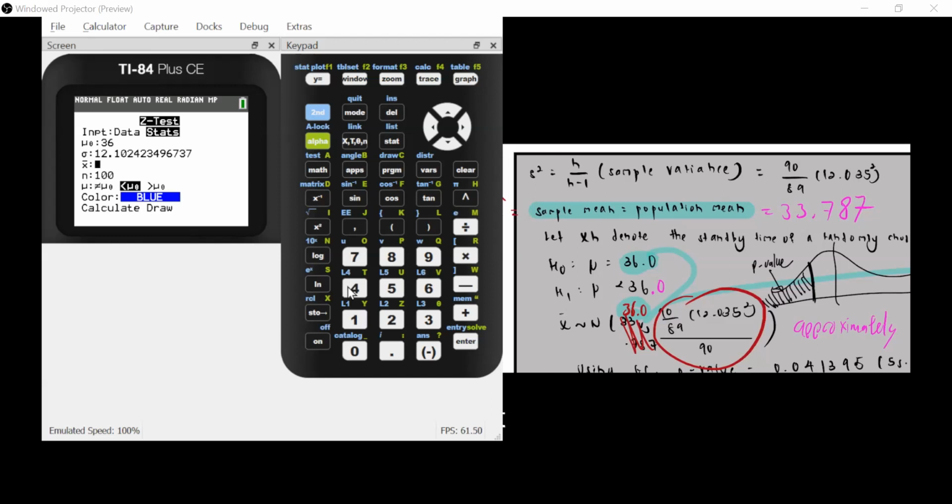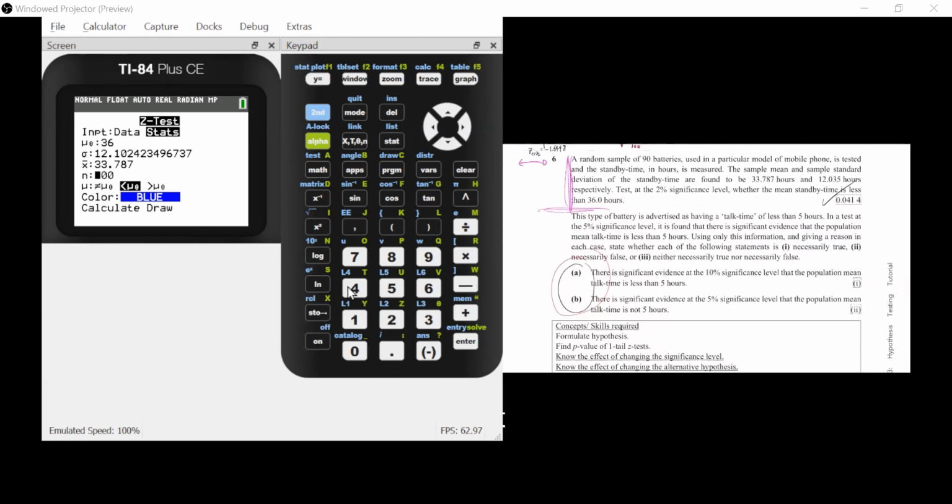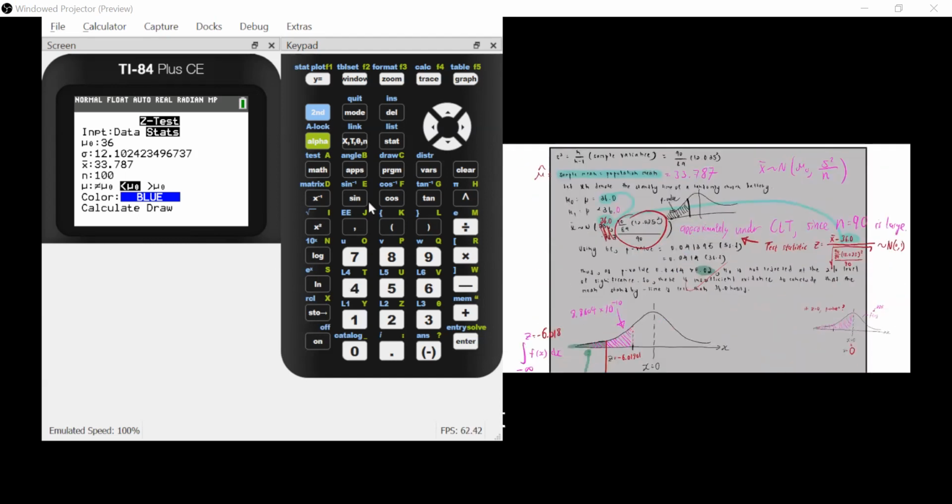So x bar is your 33.787, right? Yeah. Okay. And then sample size is what? Sample size in this case, I can't remember. There's 90 battery, so 90. So we key in 90. Enter. What's the tail test? Left tail test. Yeah. We can calculate it.